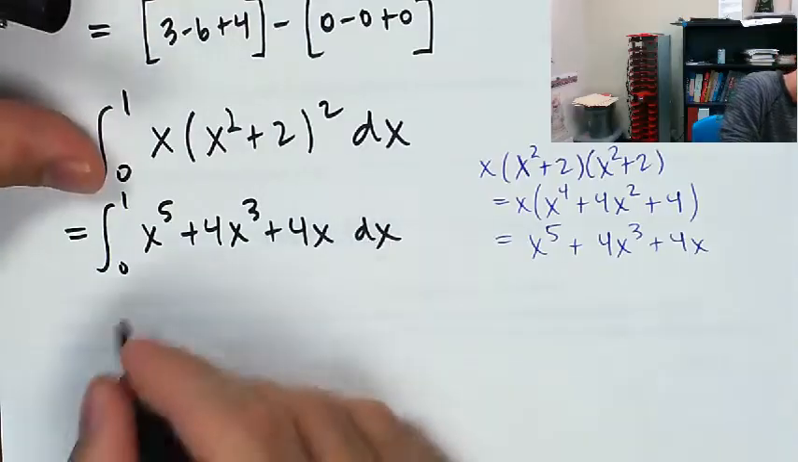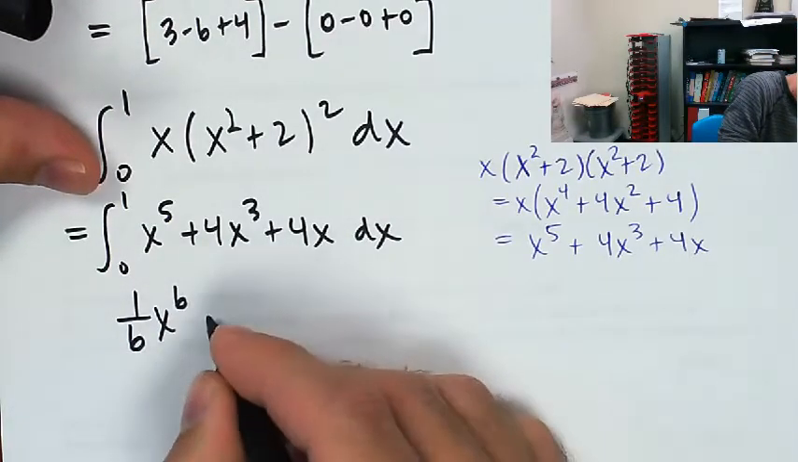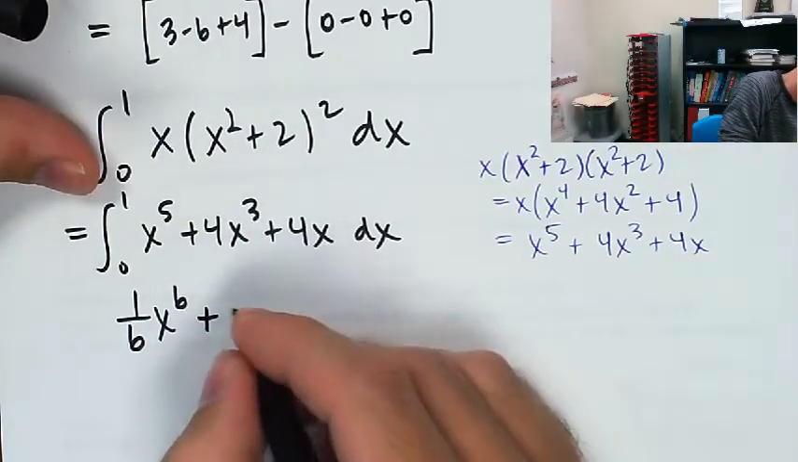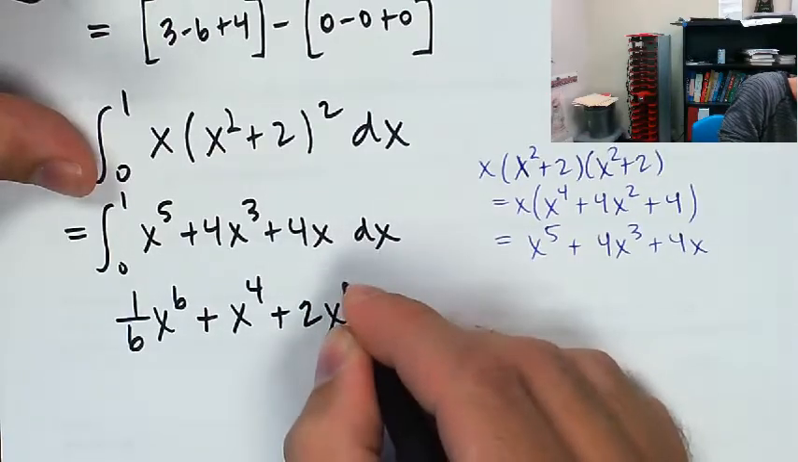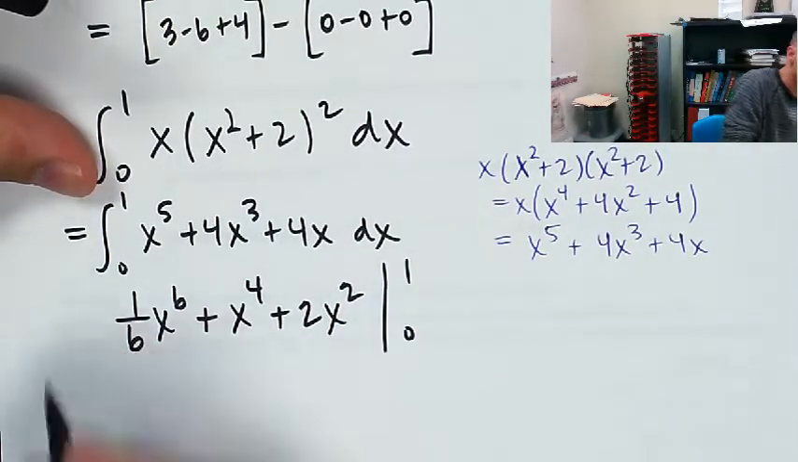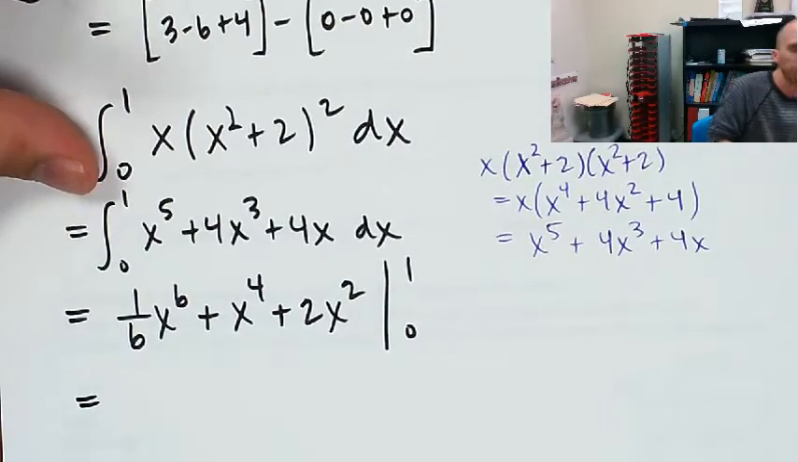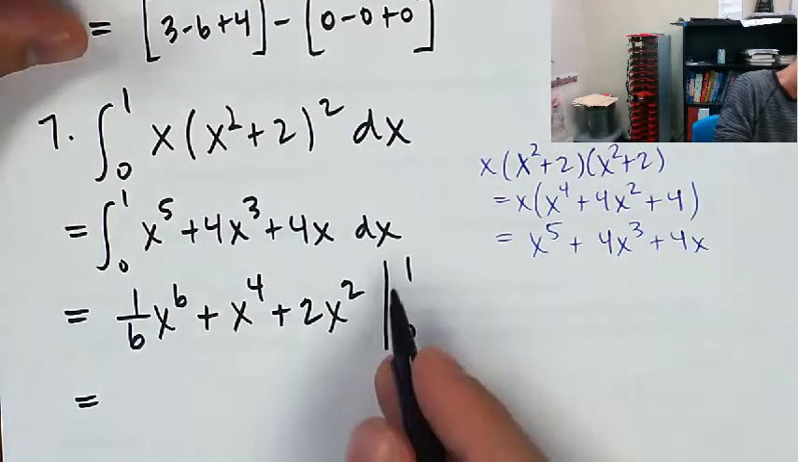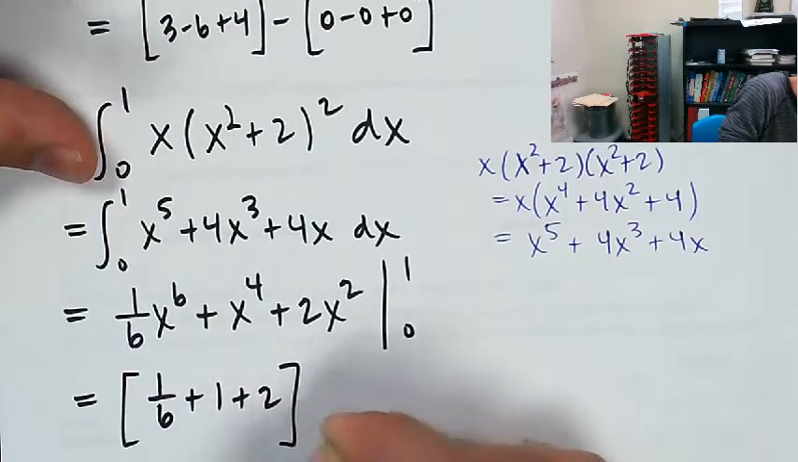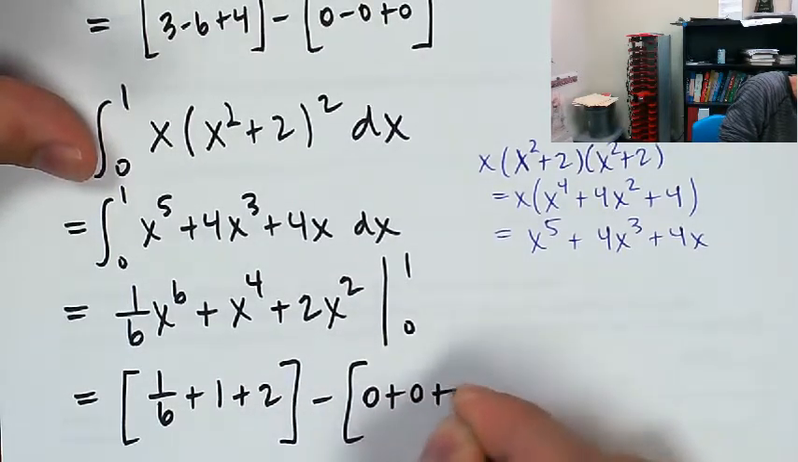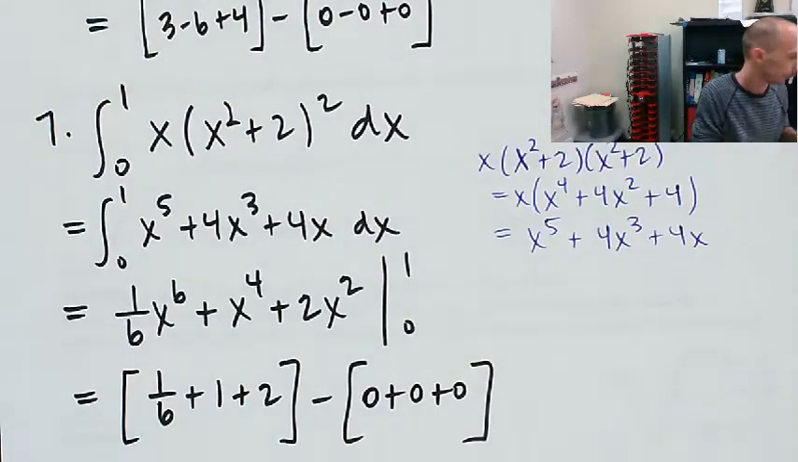Okay, an antiderivative for this is 1/6 x to the 6th plus 4x to the 4 divided by 4, so just 1x to the 4, plus 4x to the 2 divided by 2, that would be 2x squared, as x runs from 0 to 1. Okay, so that's going to be equal to 1/6 plus 1 plus 2 minus 0 plus 0 plus 0.